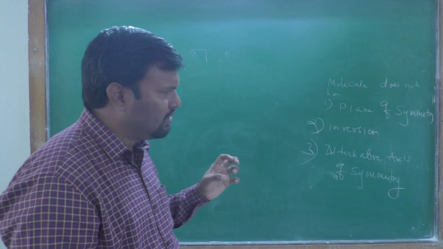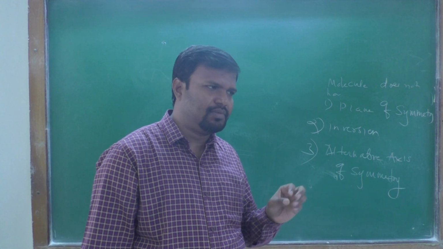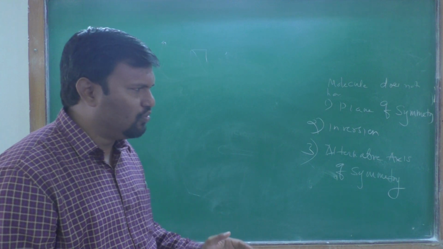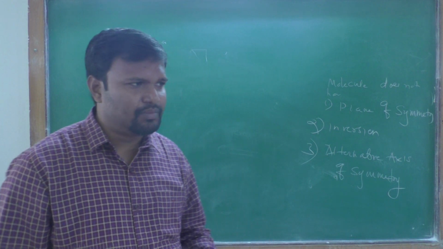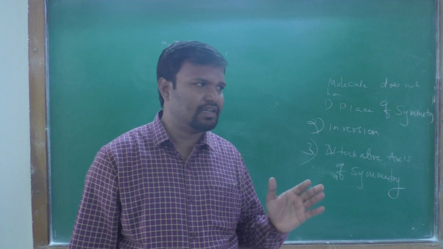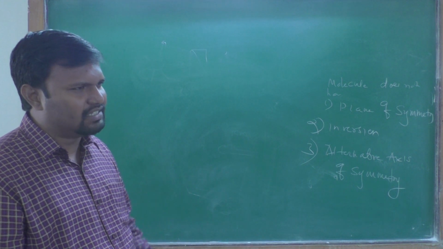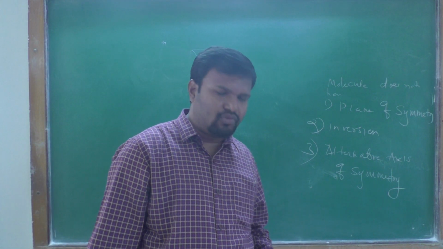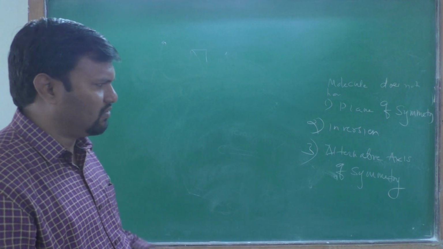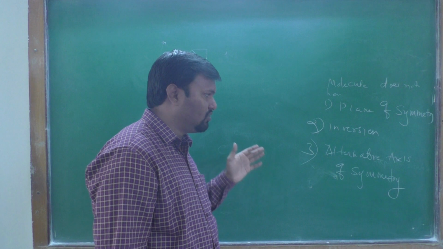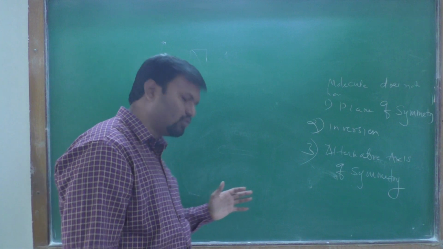We are not including the axis of symmetry or identity. Axis of symmetry means what? When you rotate the molecule by any angle, you obtain an equivalent new arrangement of that molecule. That is the axis of symmetry. And identity means any molecule you put as it is, or even if you rotate it 360 degrees, nothing changes on the molecule. That is identity. These two are not included in this discussion, but you have studied them already.